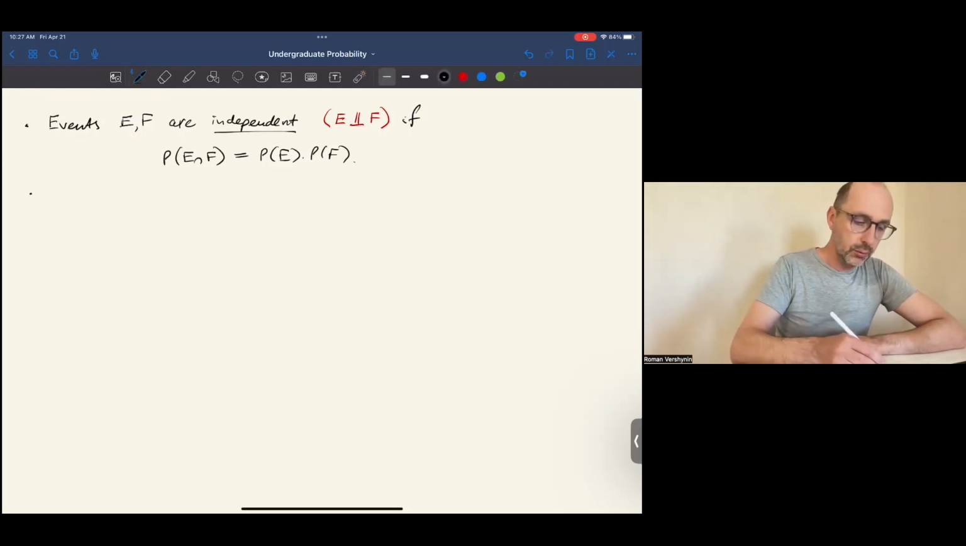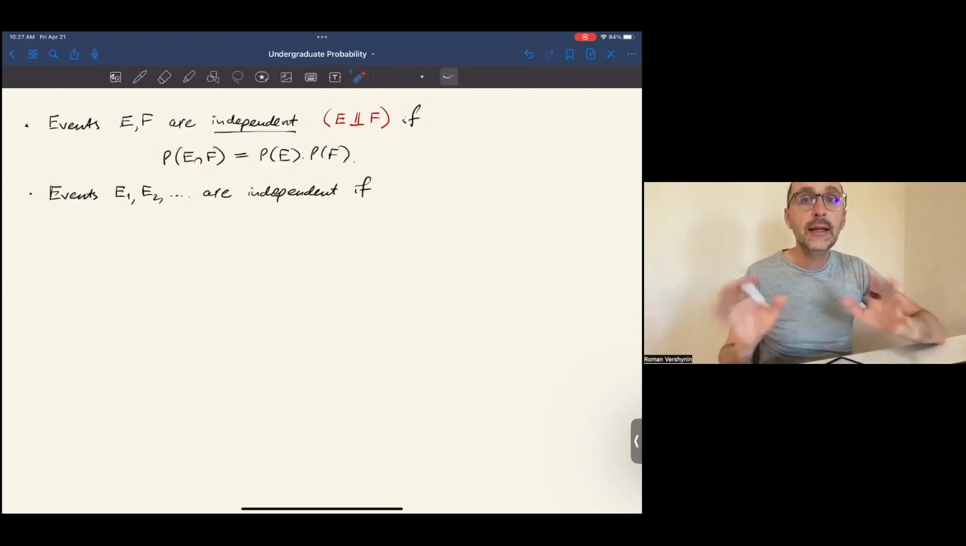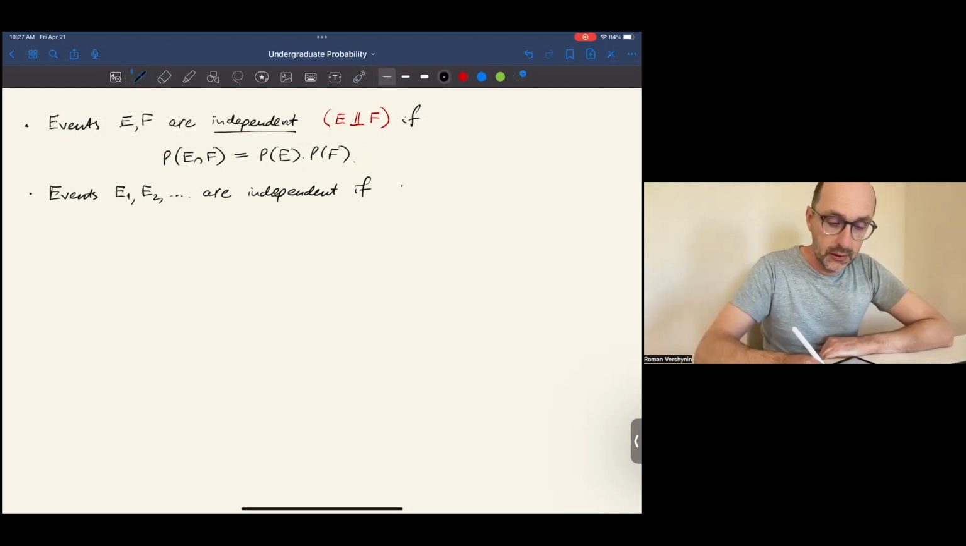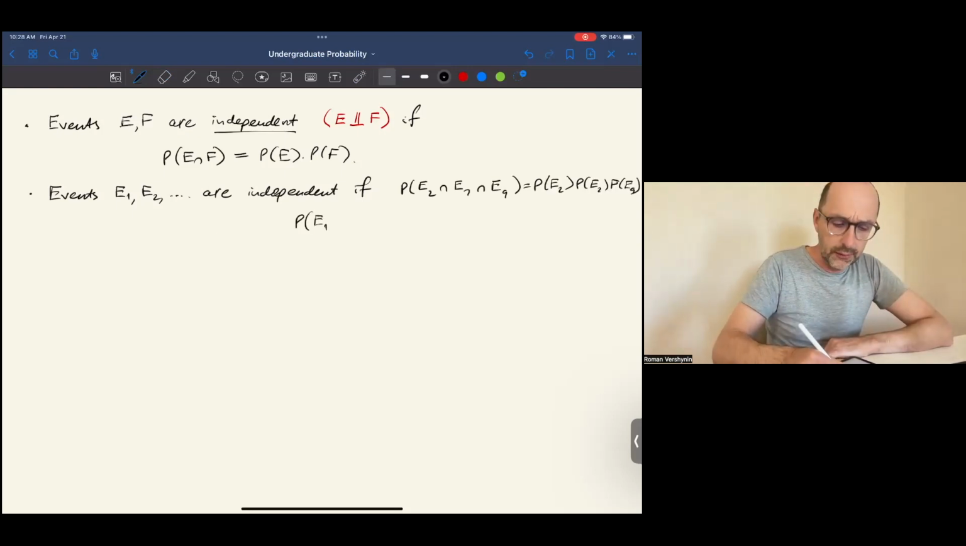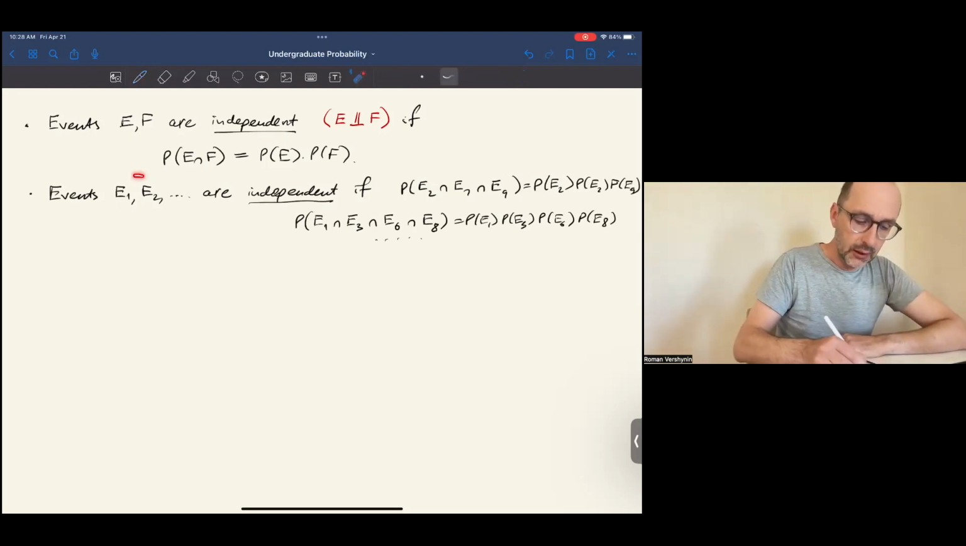What if we have more than two? If we have any number of events, they're independent if a similar formula holds for any combination, any subset of those events. For instance, the probability of E2 intersection E7 intersection E9 is the product. And another example, probability of E1 intersection E3 intersection E6 intersection E8 is also the product. And so on. All of these equations must hold for these events to be independent.